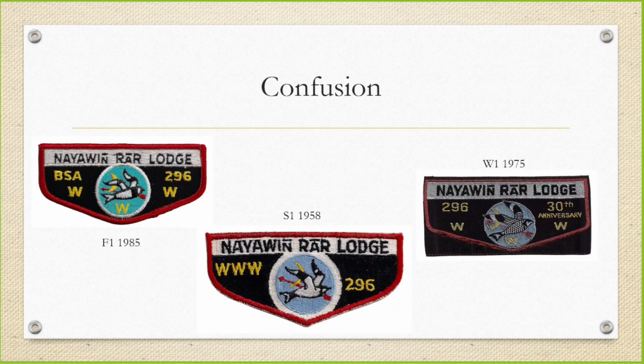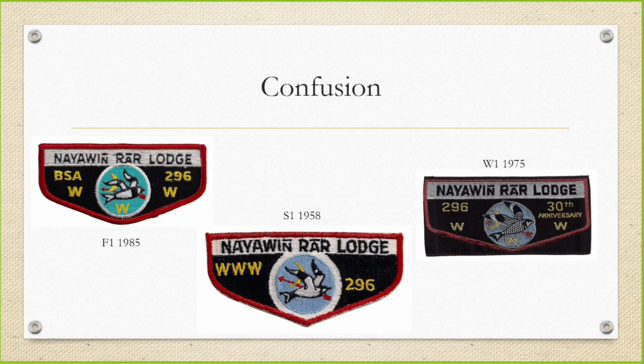So let's talk about why this can be a little confusing to a new collector. This is my lodge, 296. And if you're thinking, okay, what's your first flap? Well, we have our first F, we have our first S, and then we have the first woven. I put them here with the different dates. And if you have a collecting resource, usually the Fs are shown before the other ones, if you're just flipping through. So the F1 came out in 85. The S1, which is our actual first flap, came out in 1958. And the W1 came out in 75. So the confusion is just that they're not all chronologically in order under one letter.